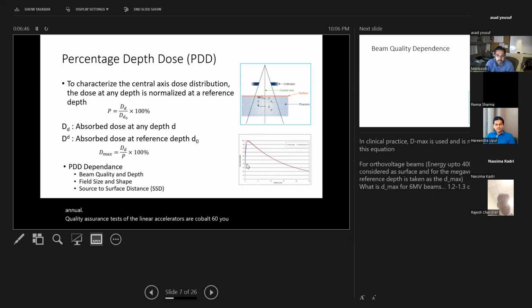You will get these kind of curves, which are called percentage depth dose (PDD) curves. Initially, at the time of commissioning, the vendors give us these curves, and then every year we validate the performance of radiation therapy machines based on the PDDs. PDD is further dependent on several other factors, primarily three: beam quality and depth, field size and shape, and source to surface distance. We will briefly discuss these three factors that affect the percentage depth dose values.